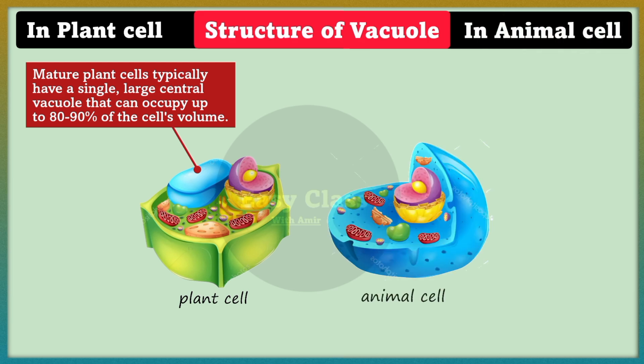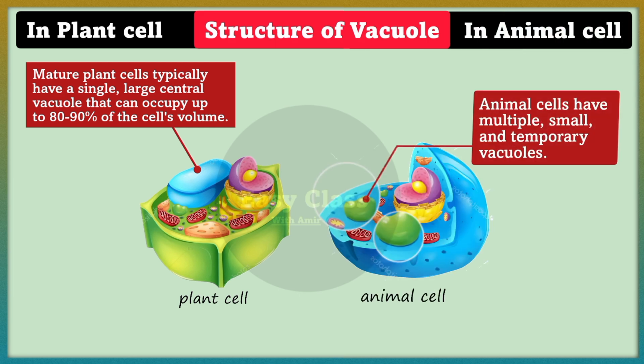Animal cells generally have multiple, small, and temporary vacuoles. They are typically much smaller than plant vacuoles and do not occupy a significant portion of the cell's volume. Some animal cells may not have vacuoles at all.